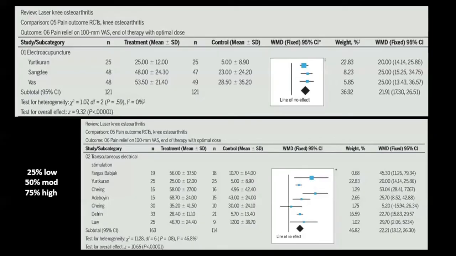So here are two studies that have looked at methods of treating knee arthritis. This study has used electroacupuncture, and this study has used transcutaneous electrical stimulation. In this study, three papers were looked at in this meta-analysis, and look at their heterogeneity between the studies, I2 of 0%. So essentially, the studies were almost the same, or the populations were almost the same. Whereas this study used 1, 2, 3, 4, 5, 6, 7 studies, randomized control trials, but look at their heterogeneity, almost 50%. So even though they showed a significant effect, this study has pretty high heterogeneity.